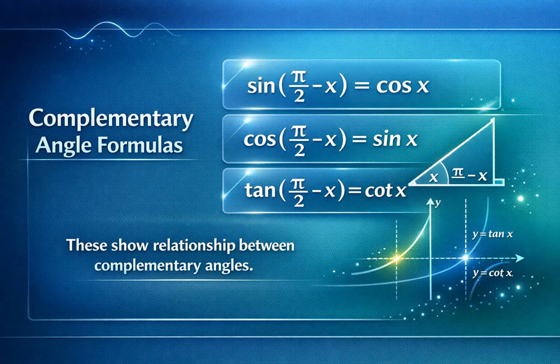Complementary angles add to 90 degrees or pi over 2 radians. The key formulas are sine of pi over 2 minus x equals cos x, and cosine of pi over 2 minus x equals sine x. Similarly, tangent of pi over 2 minus x equals cot x. These show how complementary angles swap sine and cosine.